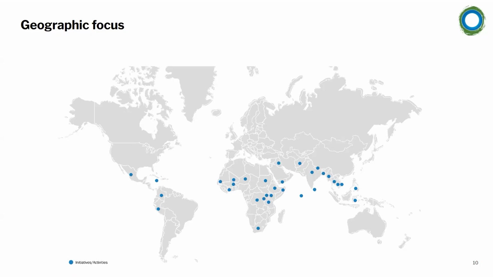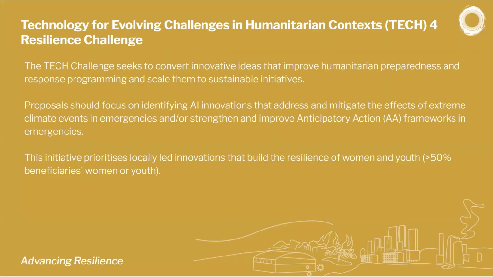So I will just go directly to give you a context about the TECH4Resilience Innovation Challenge. The Technology for Evolving Challenge in Humanitarian Context, the Resilience Challenge, seeks to convert innovative, good ideas that improve humanitarian preparedness and response programming and scale them to sustainable initiatives. So this is targeting areas that have humanitarian preparedness needs, but also looking for ideas that use AI to advance the work that is being done in that context.